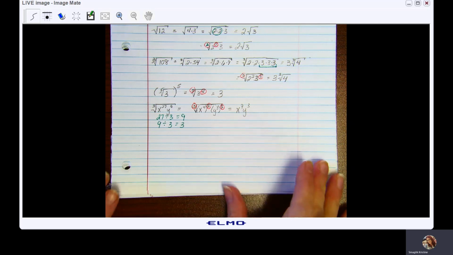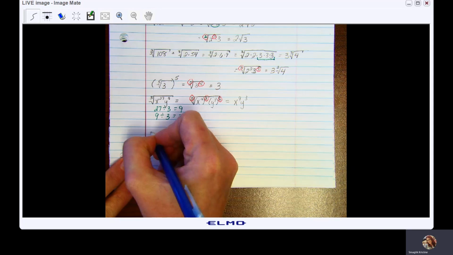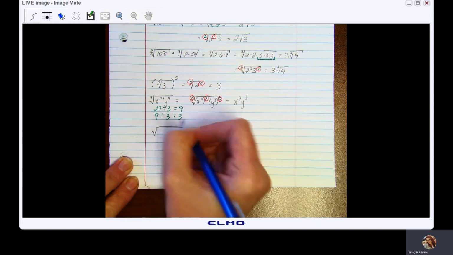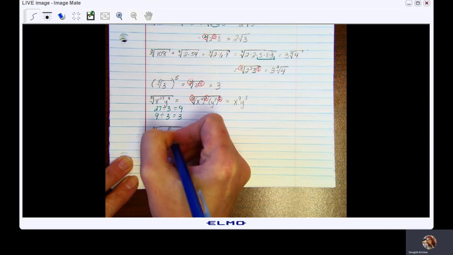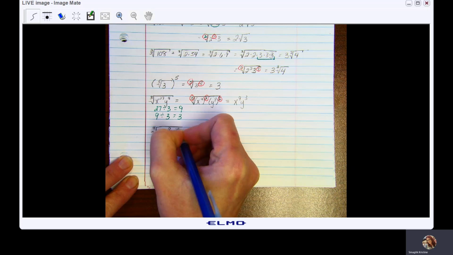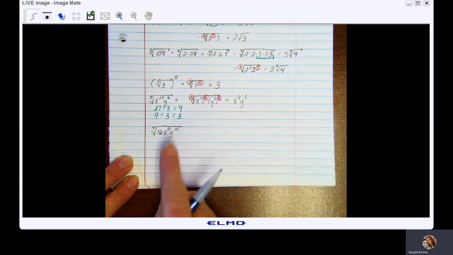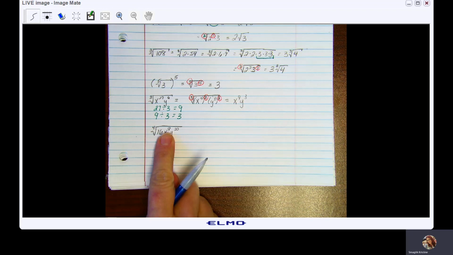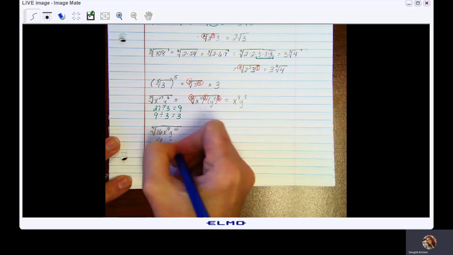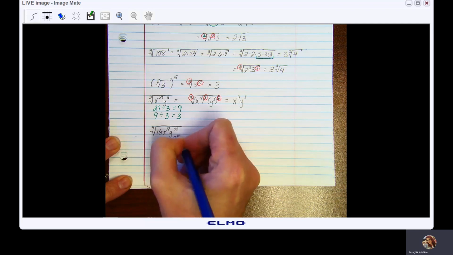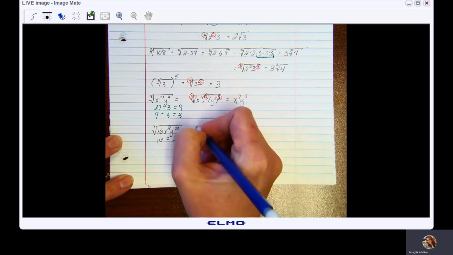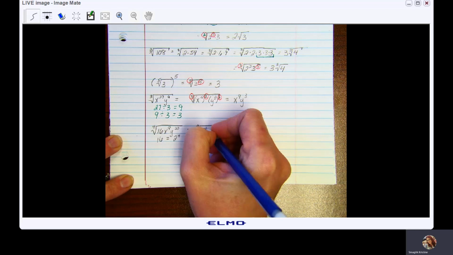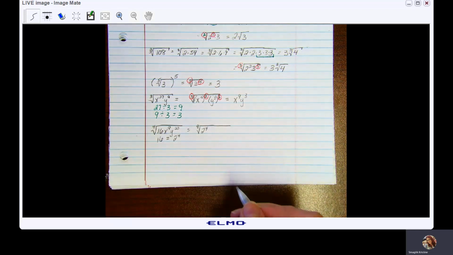Let's do one more. Let's do a 4th root. 4th root of 16, x to the 9th, y to the 20th. Okay, so now let's go ahead and see how much we can break this down. Now, 16 is the same as 2 to the 4th. Let's just start putting this in. Because 16 again is 2 times 2 times 2 times 2.